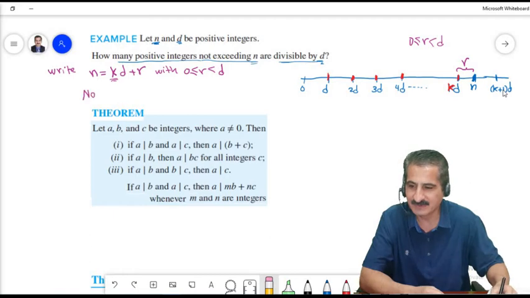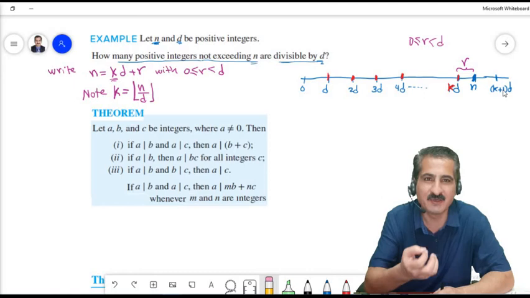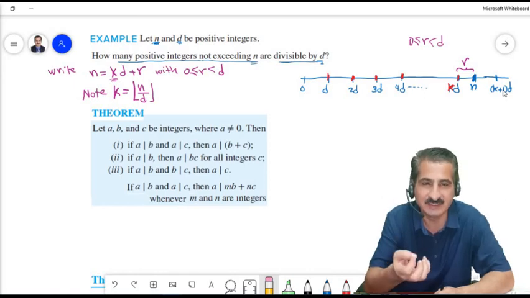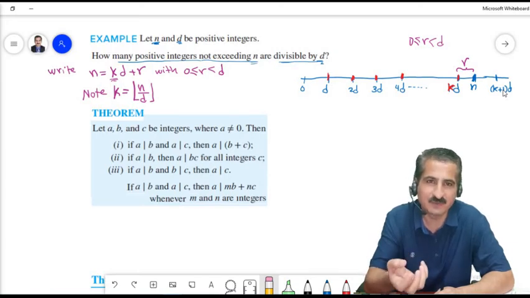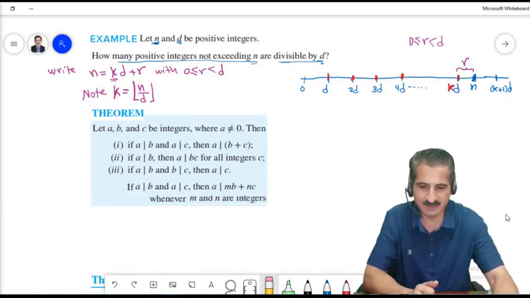Note, if we divide n by d, then the result is k plus some part which is less than 1. So actually, if you think about it, k is the floor of n over d. So how many copies there are of d between 0 and n is simply divide n over d and take the floor. Okay? So this answers our question.